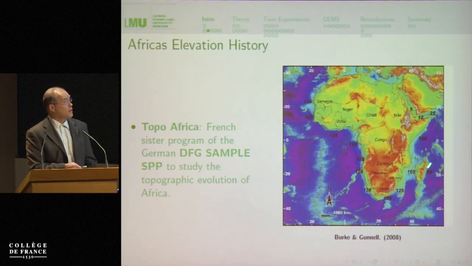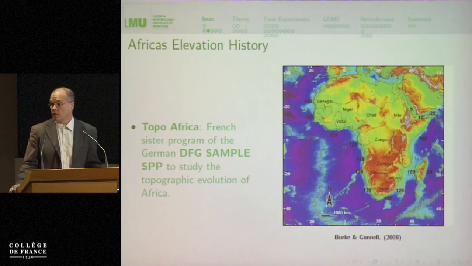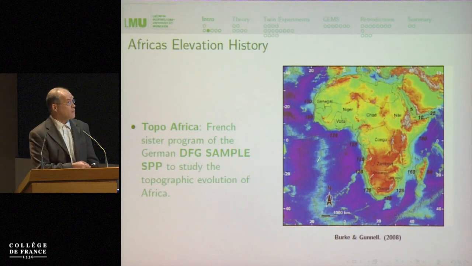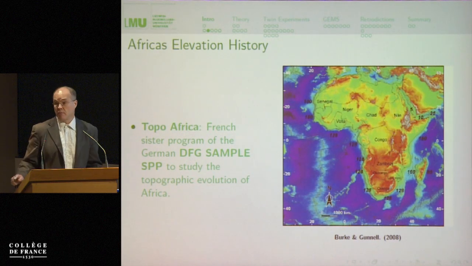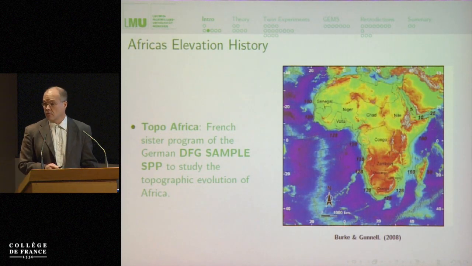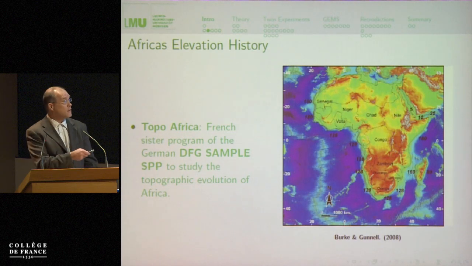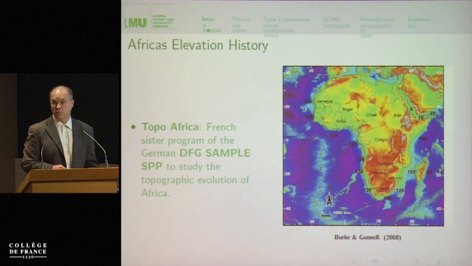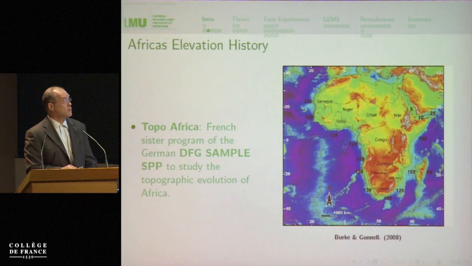So many of you are aware that there is a controversy to the age of the high stand of Africa. Some people believe that much of this high stand is Mesozoic, essentially meaning 100 million years. Other people believe that this is Cenozoic, essentially meaning less than 30 million years. So there's a significant difference, and theorists should be able to contribute to that discussion.